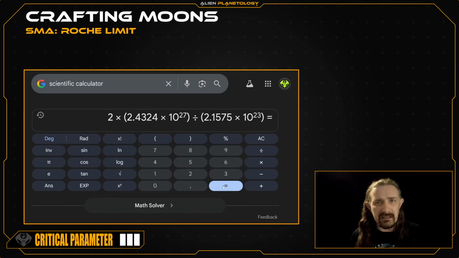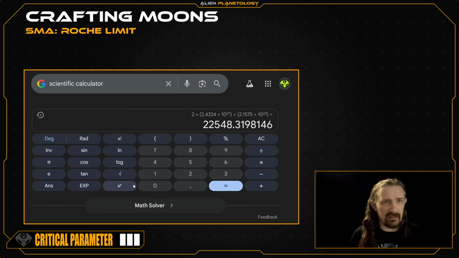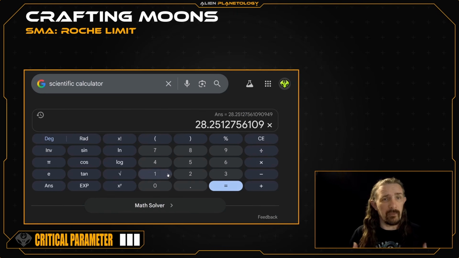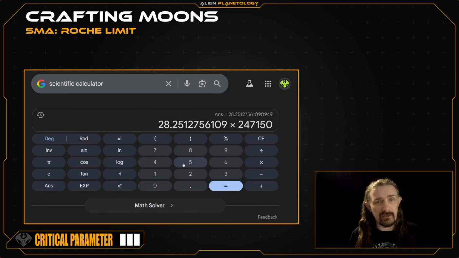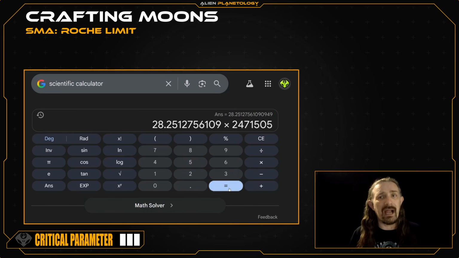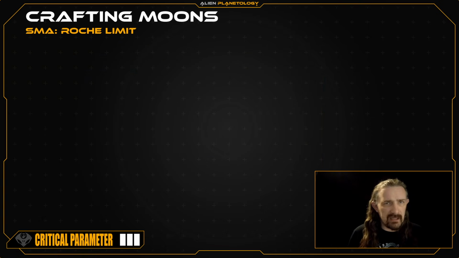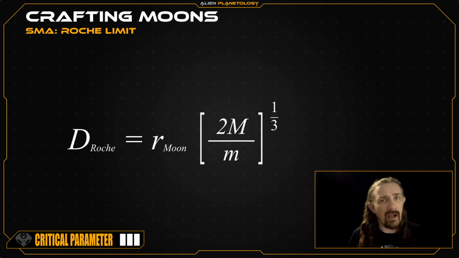Then I'm going to press equals and take the cube root of this value by raising it to the power of 1 over 3. Press equals and then multiply the value by the radius of my moon, in meters. Now when I press equals, I get the Roche limit of my moon, also in meters. As you can see from the equation, the Roche limit is not just based on the mass of the planet, but on the mass and radius of the moon as well. So each of your moons will have a different Roche limit.